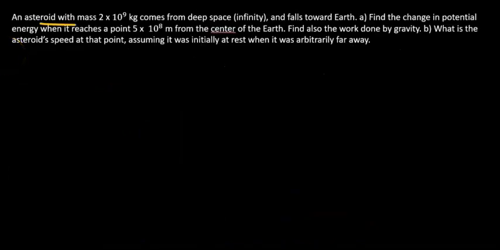Problem 3. An asteroid with mass 2 times 10 to the power 9 kg comes from deep space, essentially at infinity, and falls toward Earth. Find the change in potential energy when it reaches a point of 5 times 10 to the power 8 meters from the center of the Earth. Find also the work done by gravity. So that's Earth, and the asteroid is coming from deep space. So that's the initial state or initial location. The final location is, say, somewhere there.